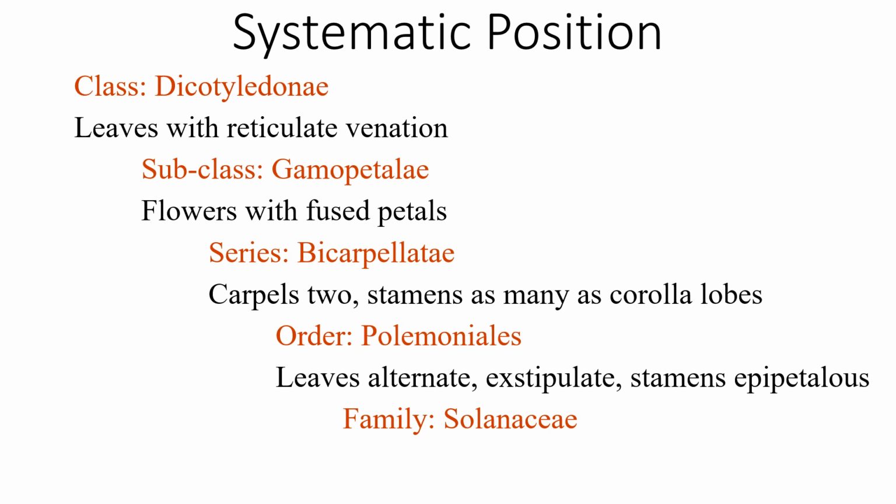Now let us understand the systematic position, that is class Dicotyledonae because of reticulate venation. Subclass is Gamopetalae because the petals are fused. Series is Bicarpellatae because carpels are two in number and stamens are as many as corolla lobes. Order is Polemoniales because the leaves are alternate, exstipulate, and stamens are epipetalous. And the reasons for family Solanaceae we already learned.